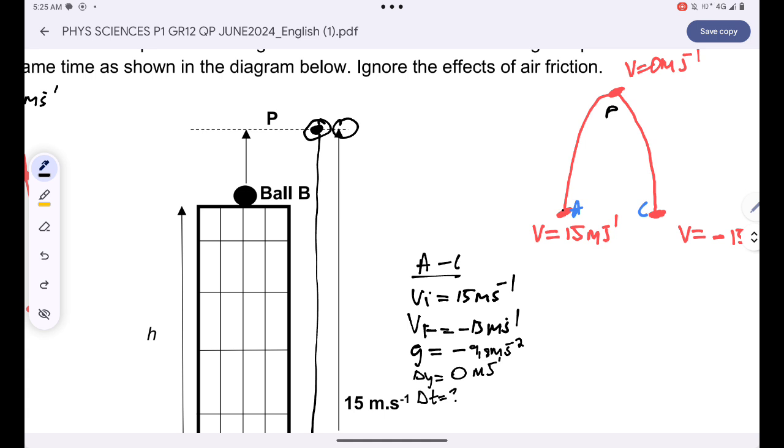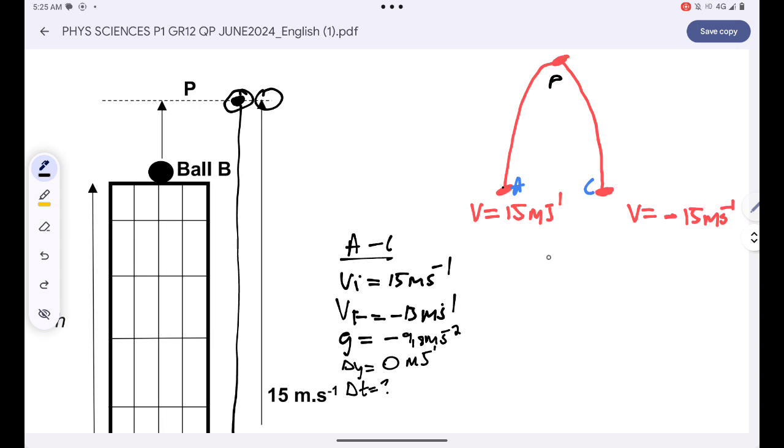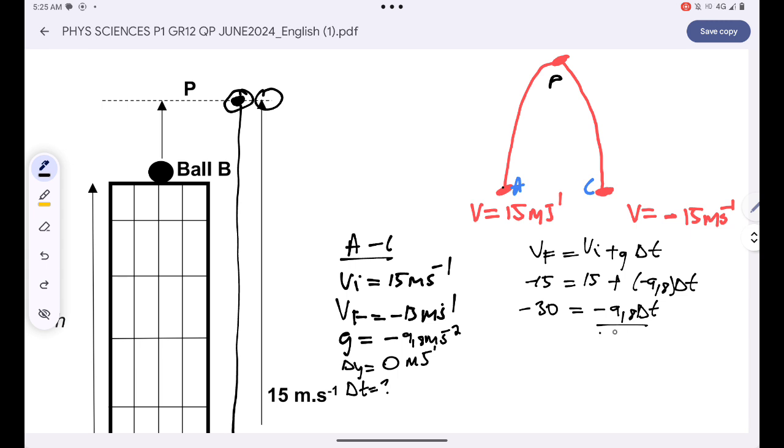The only equation I shouldn't use is the second one, Vf squared is equal to Vi squared plus 2g delta y, because that formula does not have time. The easiest formula that has time simply says Vf is equal to Vi plus g delta t. The final velocity is negative 15, the initial is 15, gravitational acceleration is 9.8, and I'm looking for delta t. When I take the 15 to the other side, I have negative 30 is equal to negative 9.8 delta t.